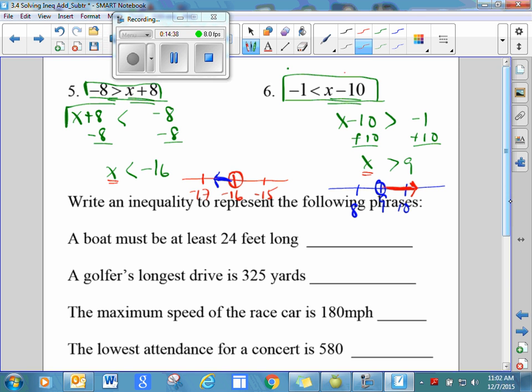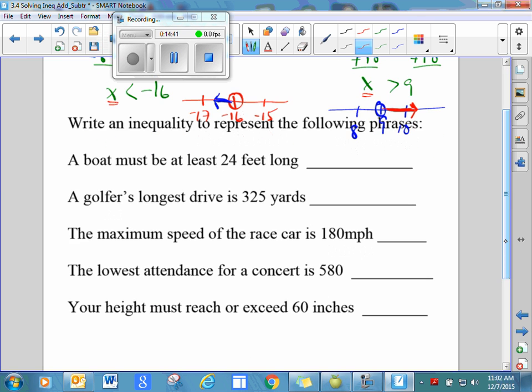Okay, let's just run through a couple of these. We're going to write an inequality. A boat must be at least 24 feet long. Can it be longer than 24? Sure. Can it be 24? Yes. So we would write it x greater than or equal to 24. He can be 24 feet and he can be longer.